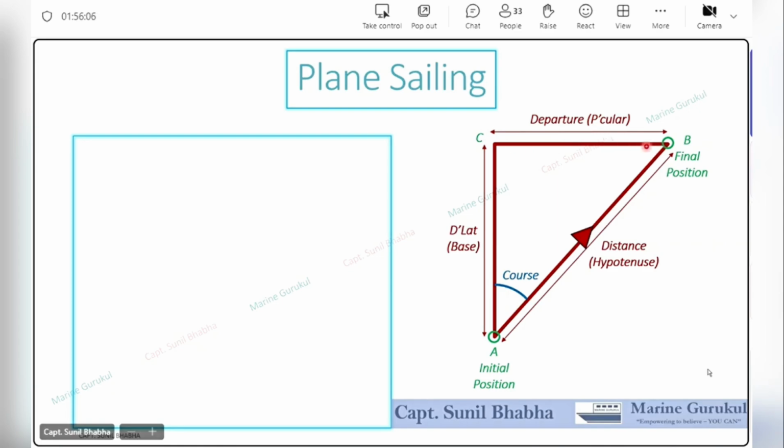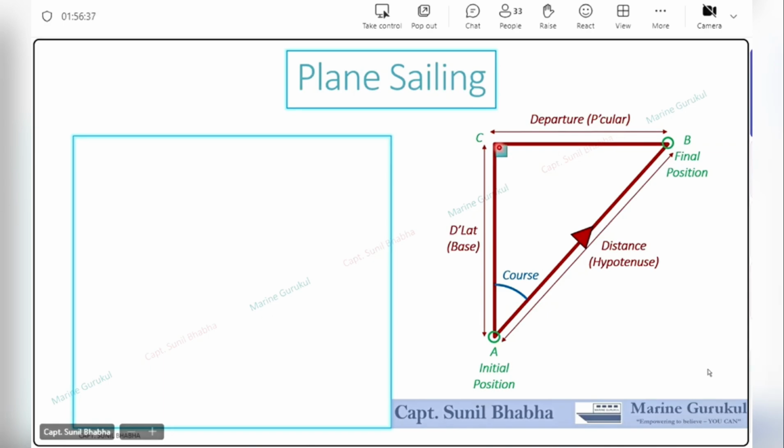So Bravo to Charlie is not measured on the longitude scale but on the latitude scale itself. When measured on the latitude scale, this gives us the departure between the two positions. The longitude scale and the latitude scale on a Mercator chart are not the same. They have different dimensions. So remember that in plane sailing, for all the three sides, we use the latitude scale.